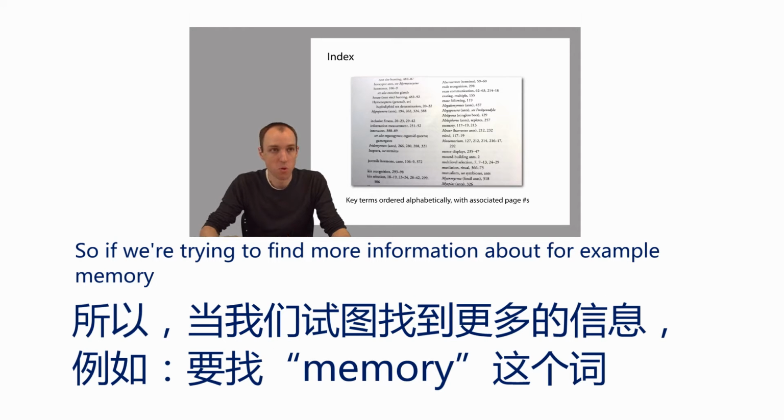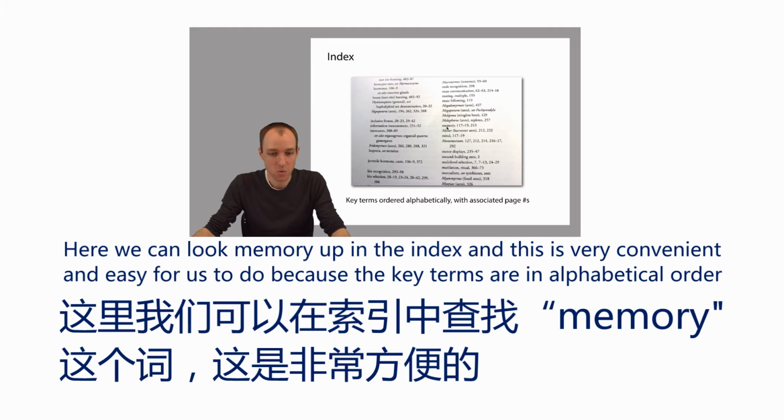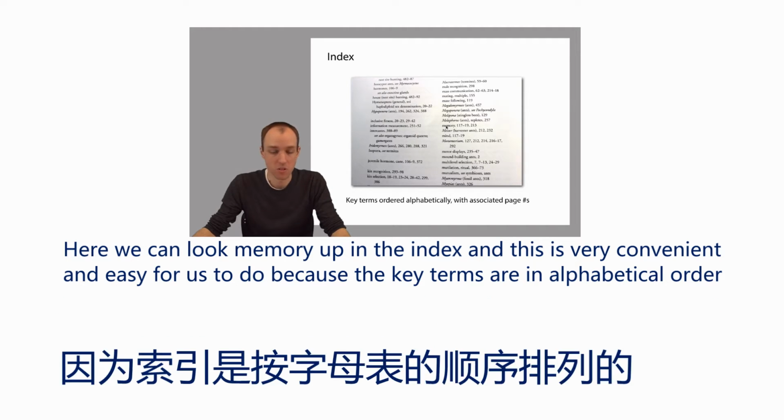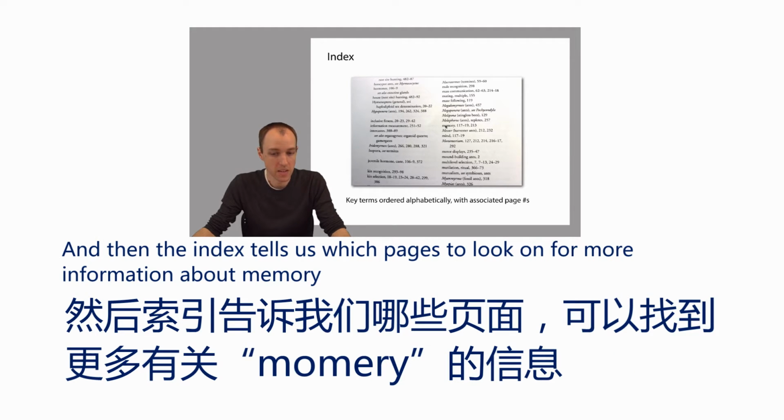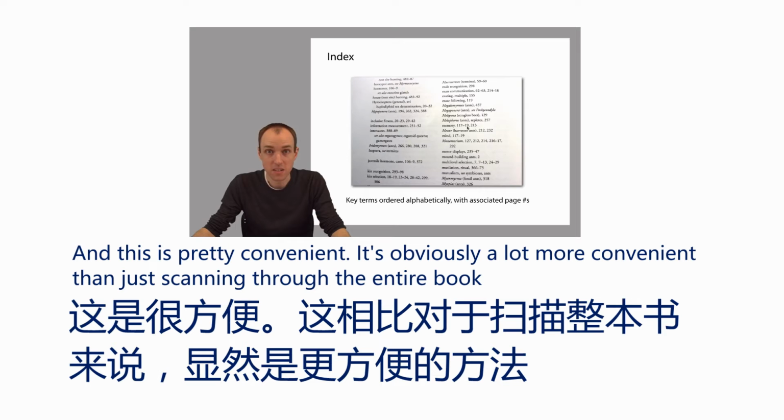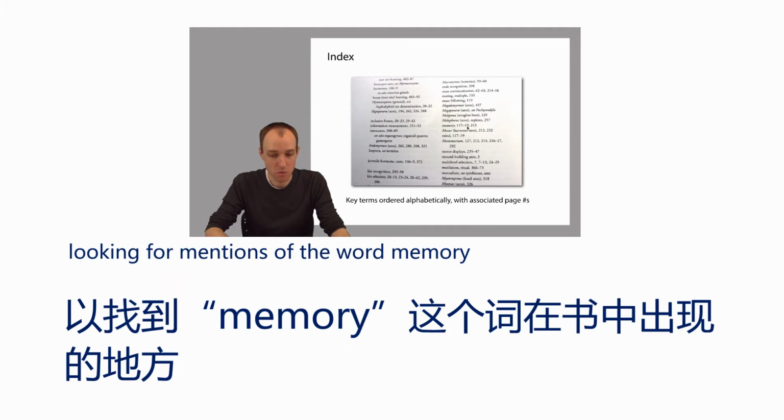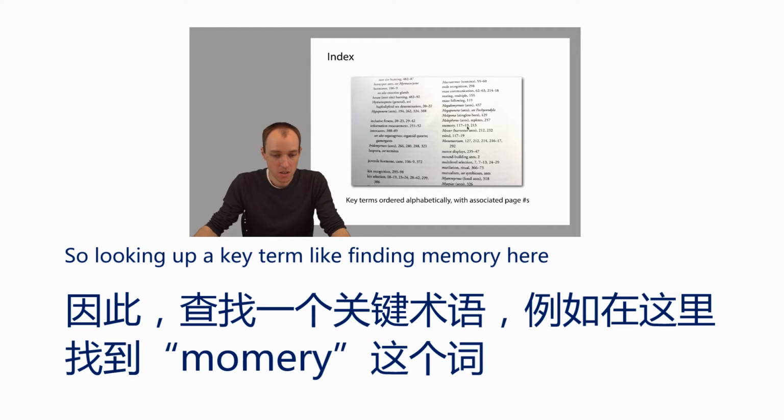So if we're trying to find more information about, for example, memory here, we can look memory up in the index, and this is very convenient and easy for us to do because the key terms are in alphabetical order. And then the index tells us which pages to look on for more information about memory. And this is pretty convenient. It's obviously a lot more convenient than just scanning through the entire book looking for mentions of the word memory.